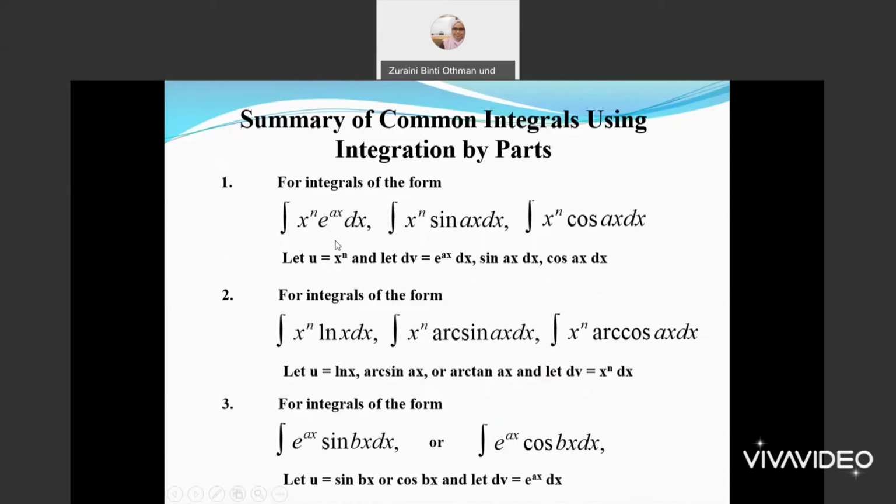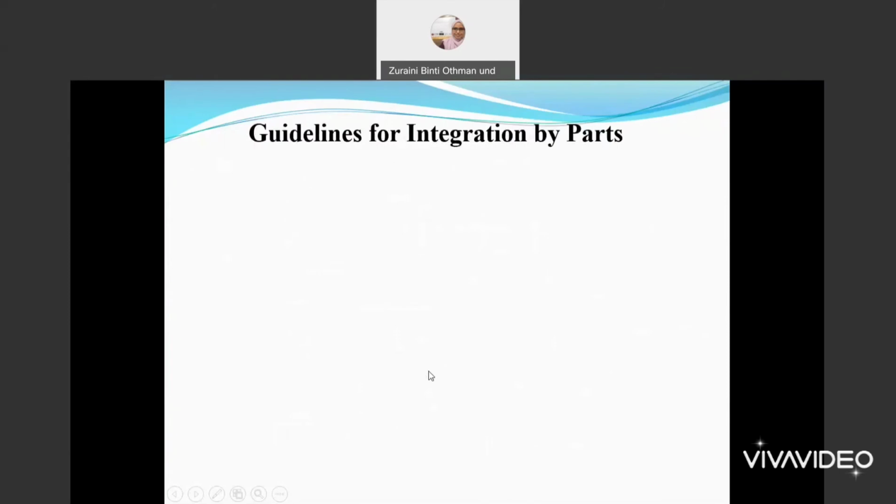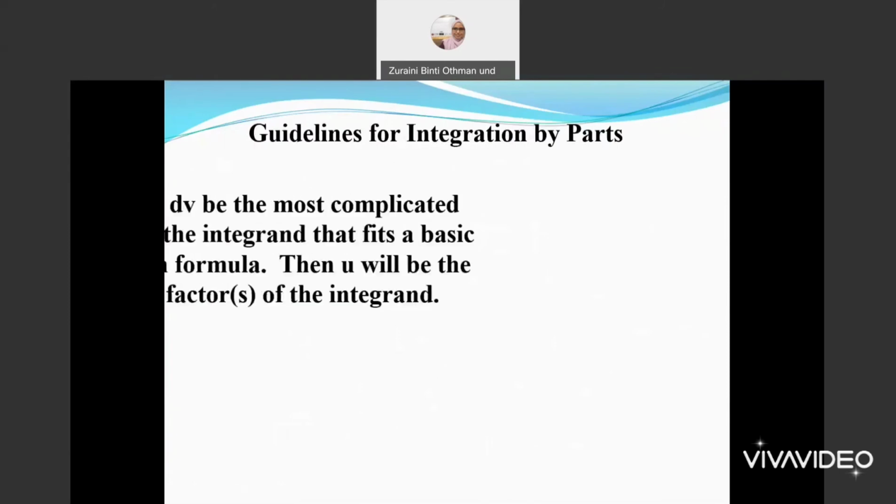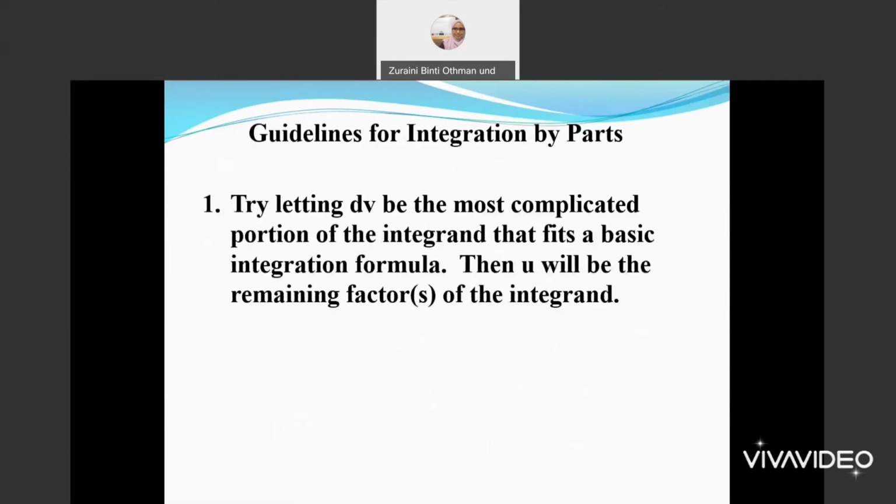Kita darabkan dekat situ. Juga kalau kita ada integral macam ni x dengan ln x ataupun kita ada exponent dengan sign sama lah juga tadi. Okay, we have to do integration by part. This is the guideline. Macam mana kita nak do integration by part?